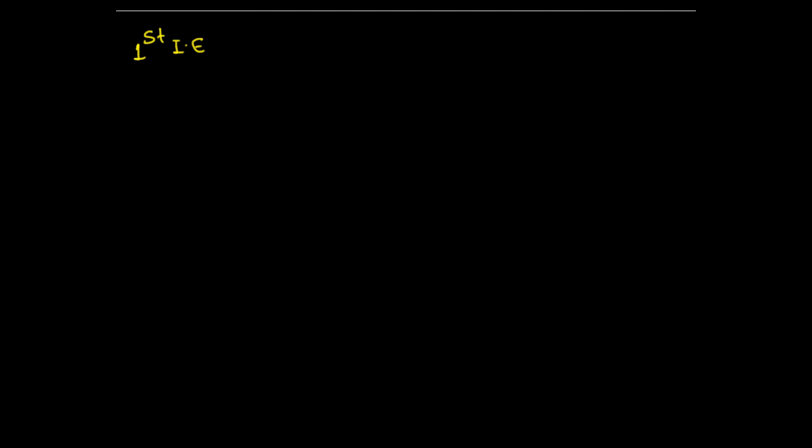First ionization energy means the removal of the first electron, which must be from the element. So first ionization energy means the general notation of ionization energy, that is, an element M loses an electron to form its 1 plus ion. So this is called first ionization energy.